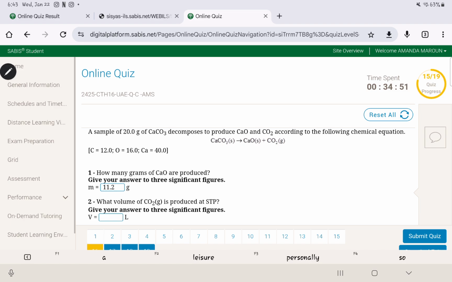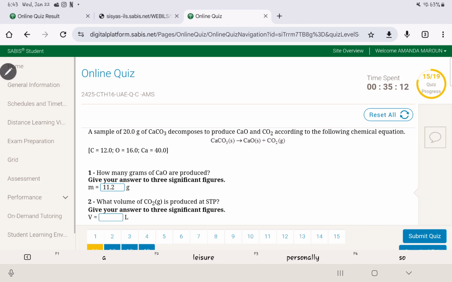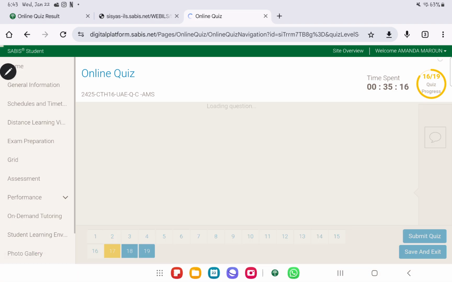Now they need the volume of CO2 produced. Again, we said 1 mole of CaCO3 will give us 0.2 mole. So 1 mole of CO2 will give us 0.2 mole. We multiply it by STP, which is 22.4. So 0.2 times 22.4. We will get an answer of 4.48. So our answer over here is 4.48 liters.